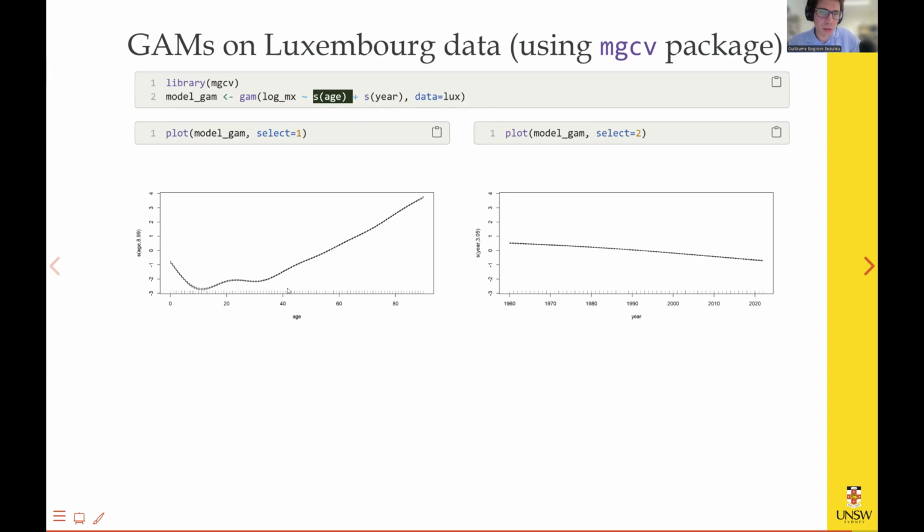So you see more or less what we expected. As a function of age, the mortality, or log mortality, goes down at first. Then it picks up, there's a bit of an increase in mortality around age 20, and then constant increase for older ages. The effect of year looks very simple and pretty much linear. As the years go by, mortality decreases.